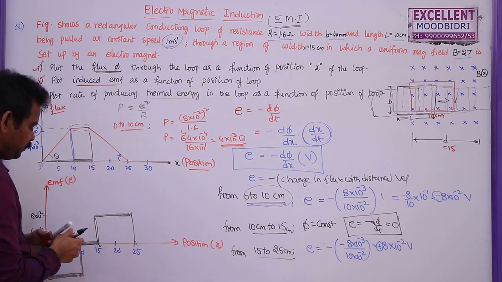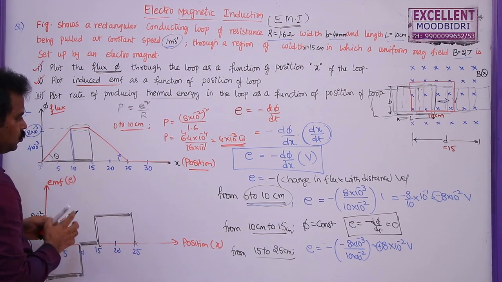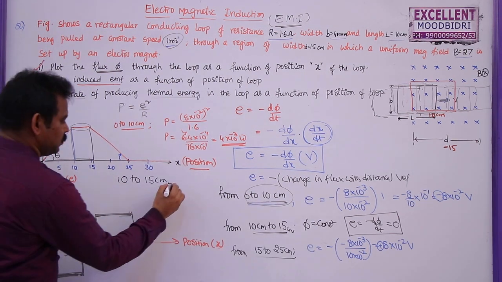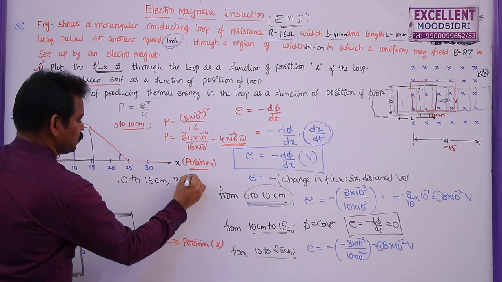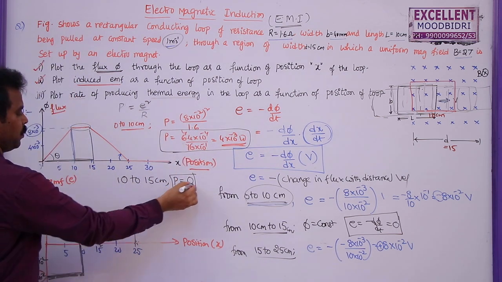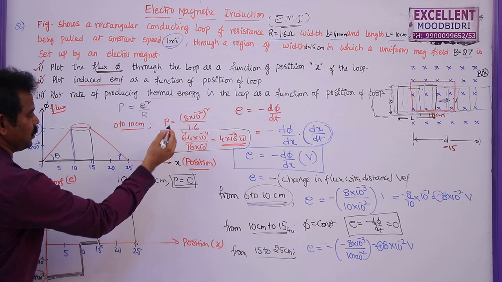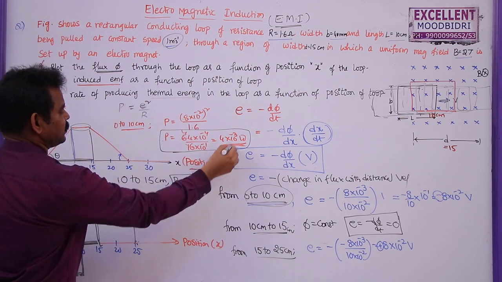After that, what is the power here between 10 to 15? As there is no EMF induced between 10 to 15, the power is given by 0 square by R, which is equal to 0. Here power is equal to 4 milliwatts, here power is 0. From 15 to 25 also power remains as it is. Why? Because the EMF is here positive, square of the positive value remains as it is.